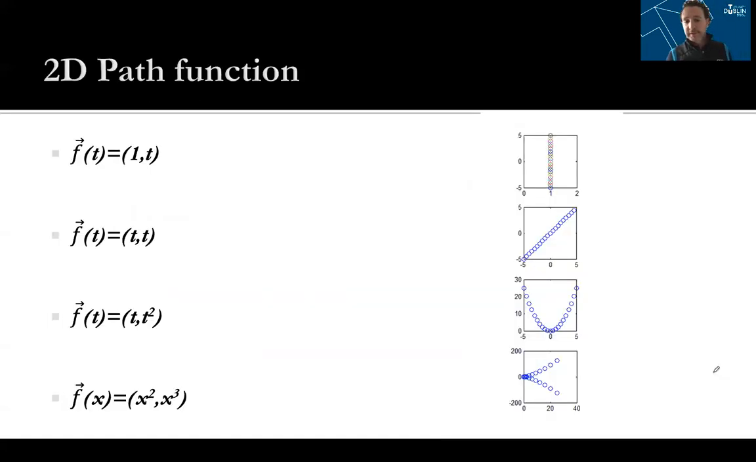So a simple vector path here is you have an x component and a y component. And in this simple example, we just have starting at 0, -5, it goes up, up, up, and that's your vector path. The next one, t, t, just means they go on a diagonal line. Think about it. When time is 0, it's at 0, 0. When time is 1, it's 1, 1. Time 2, it's 2, 2. Up, up, up.